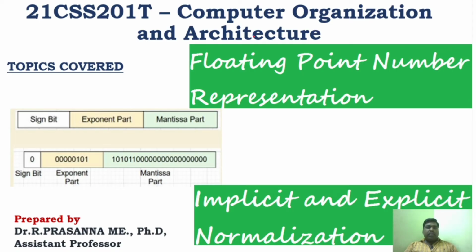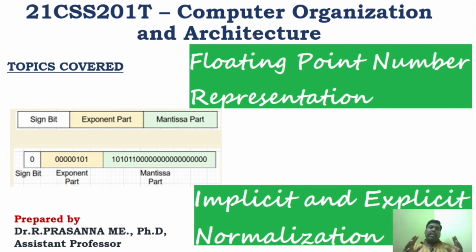It gives me immense pleasure to welcome you all to my new video, and today's video is about another interesting topic in unit 3. We're going to see floating point number representation. In this video we're going to see how to represent floating point numbers, what is meant by normalization, what are the different types of normalization, and what is the importance of biasing in floating point numbers. That is what we're going to see.